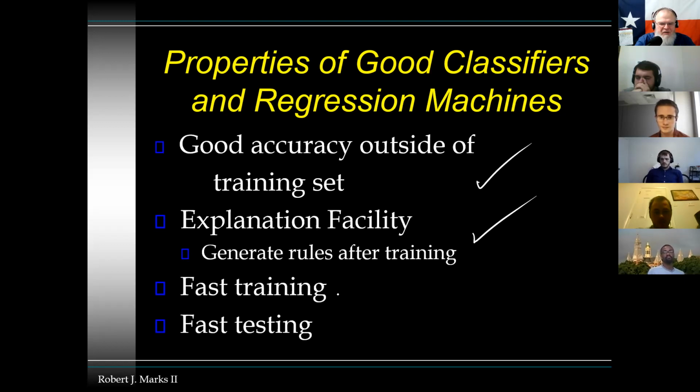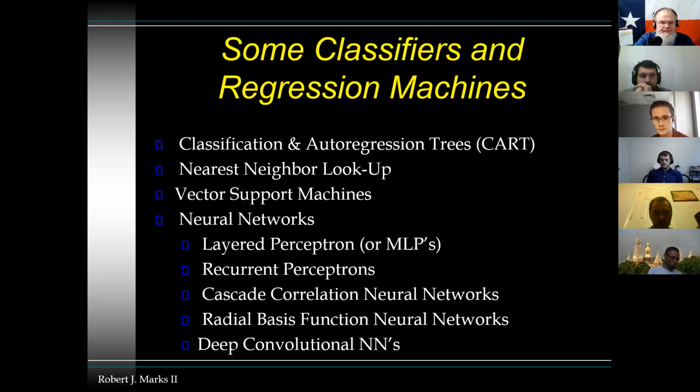Everybody wants explanation facilities, and there is lots of work. In fact, there's been lots of work happening on this for the last 3 or 4 decades, trying to get good explanation facilities for neural networks. You want fast training and fast testing. And this also doesn't apply to neural networks, especially very complicated neural networks. Even deep convolutional neural networks with gobs and gobs of hidden layers can take days to train, if you will.